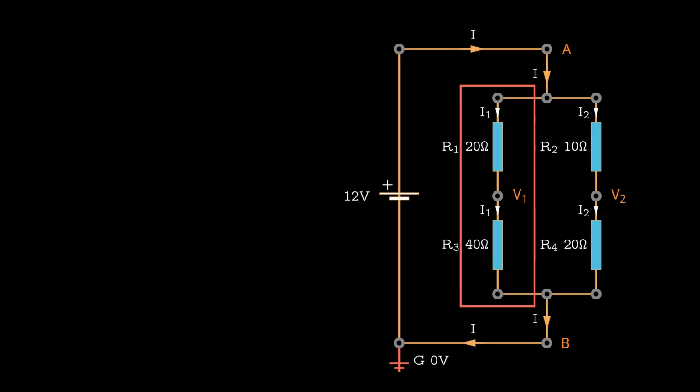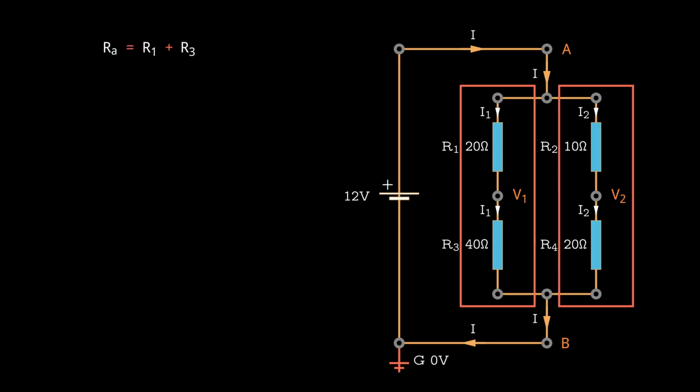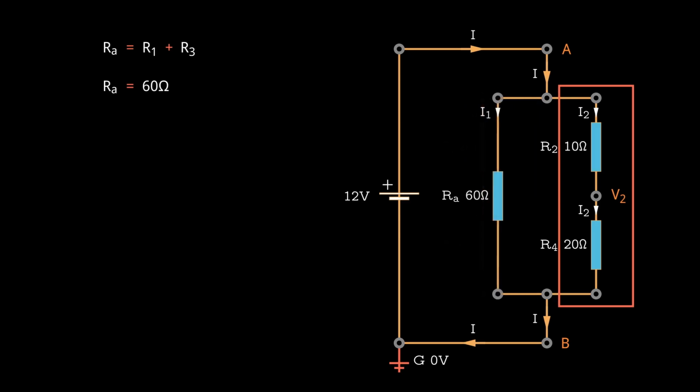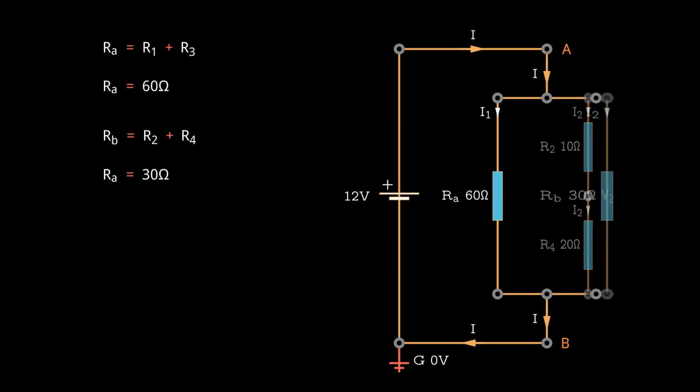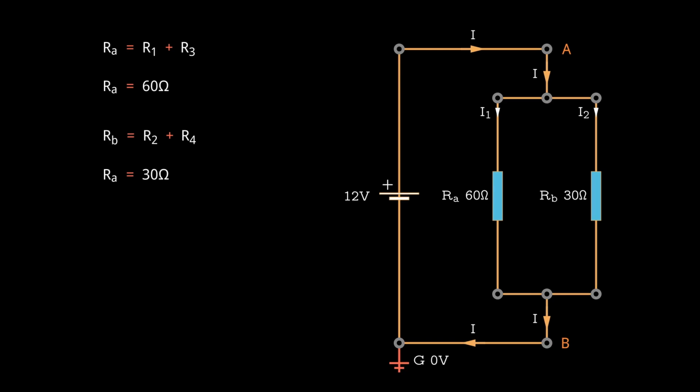We can easily identify the two sets of resistors in series. The equivalent resistance of resistors connected in series is the sum of their individual resistances. The first set of resistors adds up to 60 ohms, and the second set totals 30 ohms. We can then replace these two sets of resistors with their respective equivalent resistances of 60 and 30 ohms.